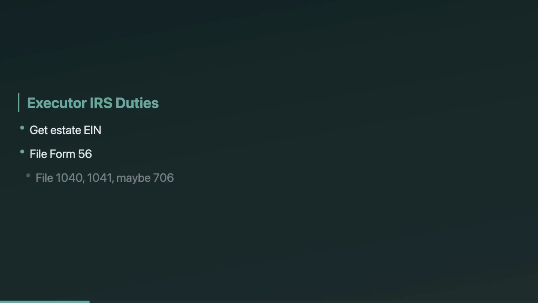As executor, you're basically the IRS's point person for the decedent and the estate. Your first moves are practical. Get an estate EIN and file Form 56 to tell the IRS you now have authority. Then you handle the tax filings that may apply. The decedent's final Form 1040, the estate's Form 1041 during administration, and possibly Form 706 for estate tax. On the EA exam, they love who signs what and who files what.